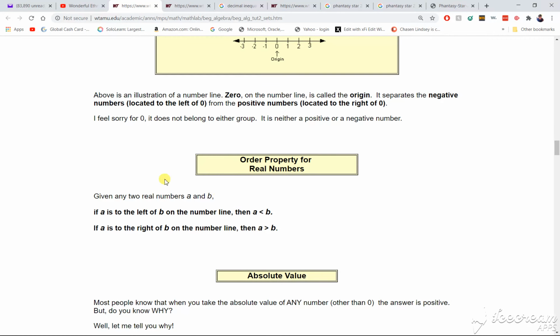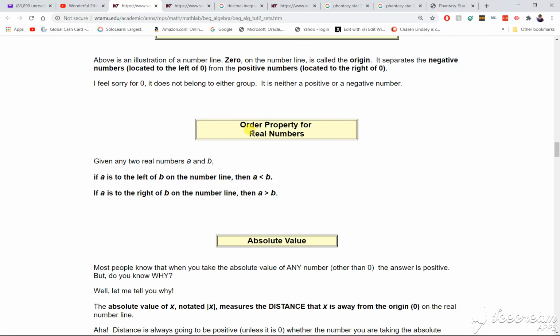Order property for real numbers. Given any two real numbers, A and B, if A is to the left of B on the number line, then A is less than B. If A is to the right of B on the number line, then A is greater than B.